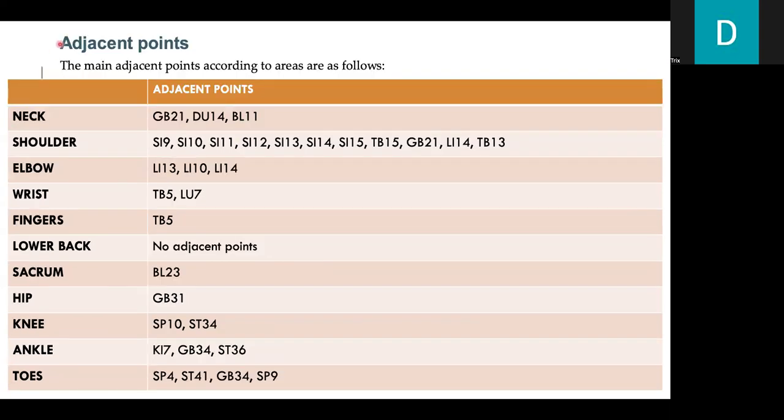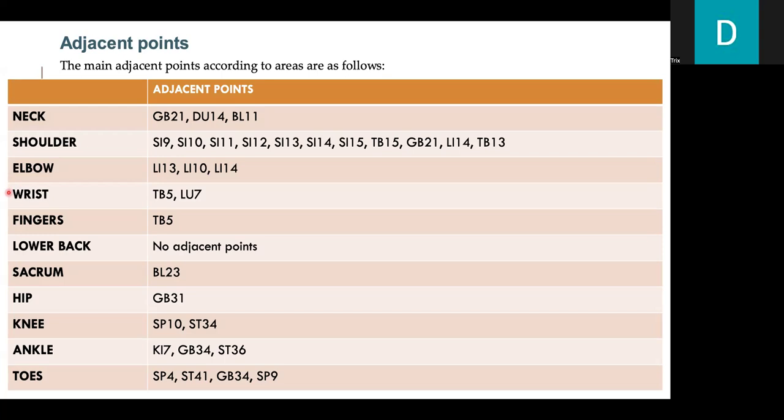For adjacent points, the main adjacent points according to the areas are as follows. For neck, we use GB21, DU14, and bladder 11. For shoulder, we use SI9, SI10, SI11, SI12, 13, 14, 15, and triple burner 15, GB21, LI14, and triple burner 13. For elbow, we use LI13, LI10, and LI14.